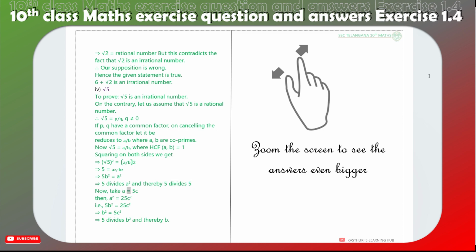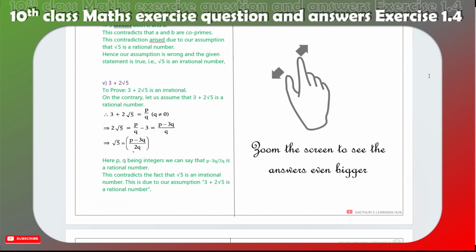Now, take a is equal to 5c. Then a² is equal to 25c², i.e., 5b² is equal to 25c², so b² is equal to 5c². 5 divides b² and thereby b. 5 divides both b and a. This contradicts that a and b are co-primes. This contradiction arises due to our assumption that √5 is a rational number. Hence our assumption is wrong and the given statement is true, i.e., √5 is an irrational number.